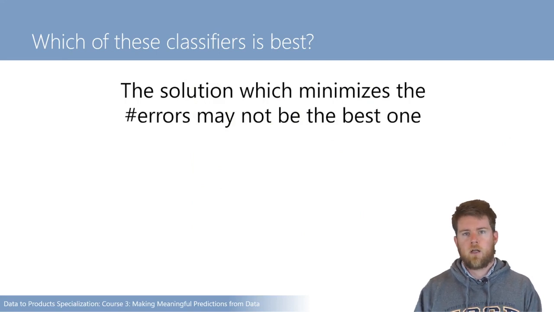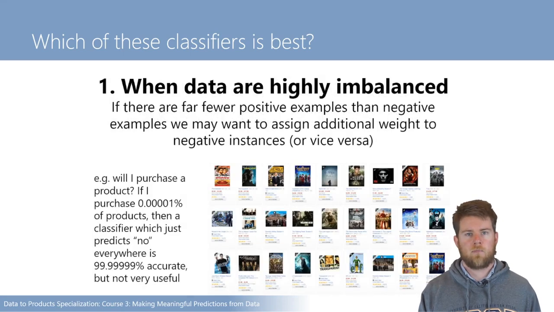So long story short, the solution or the classifier which minimizes the number of errors may not necessarily be the best one. So let's consider some real-world examples where we may not want to select a classifier that minimizes the number of errors. So here's one. We have a data set which is highly imbalanced. Say I would like to train a predictor that estimates on Amazon which products I would purchase and which products I would not purchase. Okay, in this setting, there would be very, very few positive examples. So I purchase hardly any of the products across the entire catalog, and there'd be a huge number of negative examples. So naively, if we just had a classifier that predicted 0 everywhere, it would have very, very high accuracy.